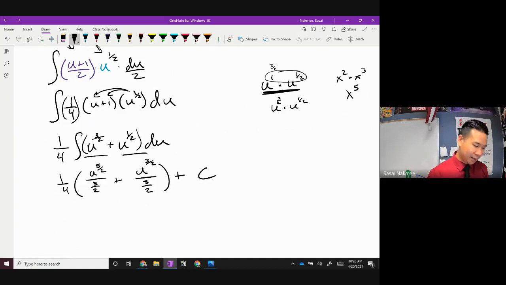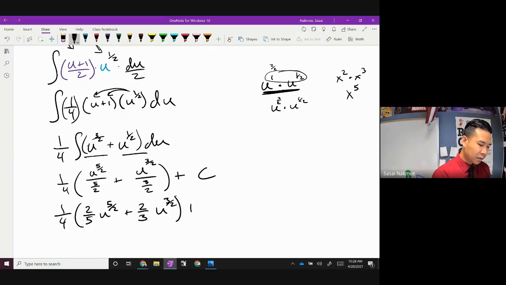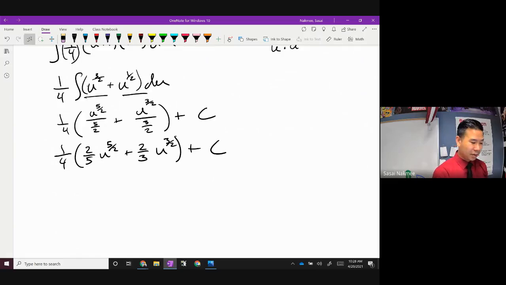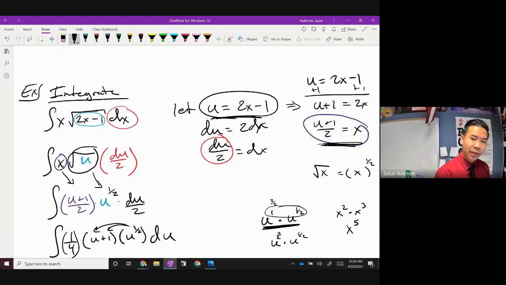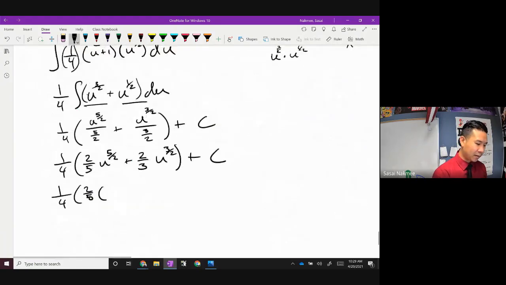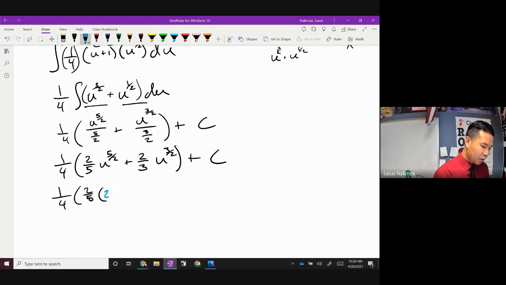I know this is a lot. We're almost there. This is the same thing as 1 over 4 times 2 over 5, u to the 5 over 2, plus 2 over 3 times u to the 3 over 2, plus c. We're almost there. Actually, I would just substitute this out right now. 1 over 4 times 2 over 5, and instead of u, way back at the beginning of the problem, u was equal to 2x minus 1. Let's go ahead and replace that out.